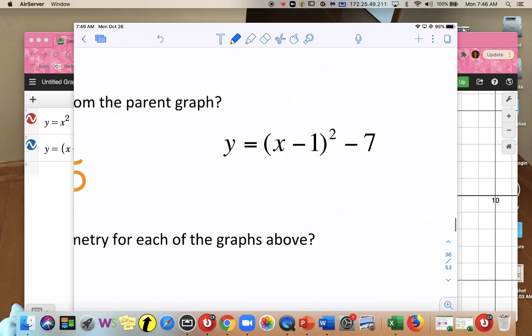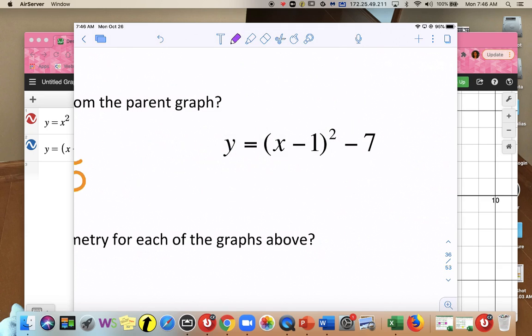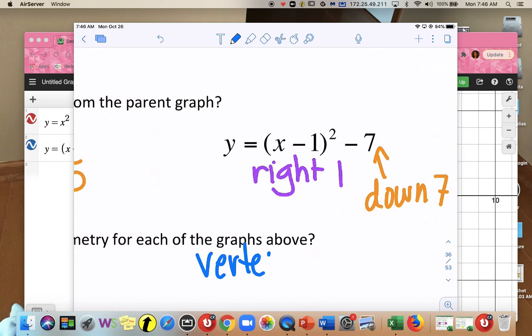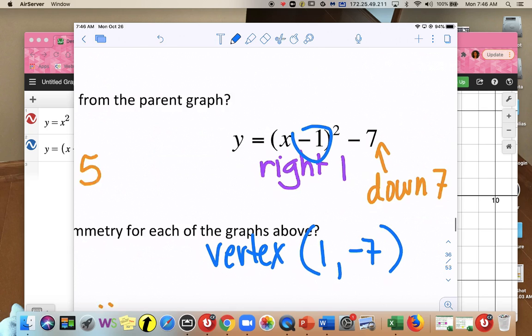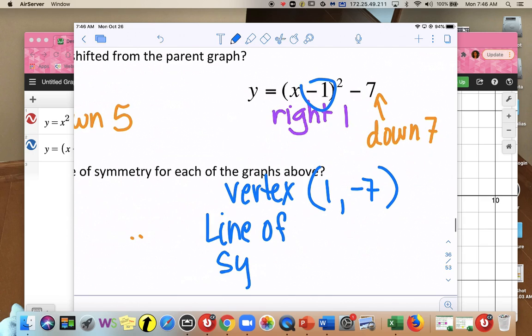All right, let's try this one right here. The -1 inside the parentheses, again, opposite of what you think. So minus we think to the left, but it's really to the right. So this is right 1. The -7 is what you think, up or down. So this is down 7. The vertex will be the opposite of the x value. So if you go right 1, the vertex is 1, and then -7. The line of symmetry will be, again, the opposite of this h value right here. So it's always x equals, because it's vertical, +1.